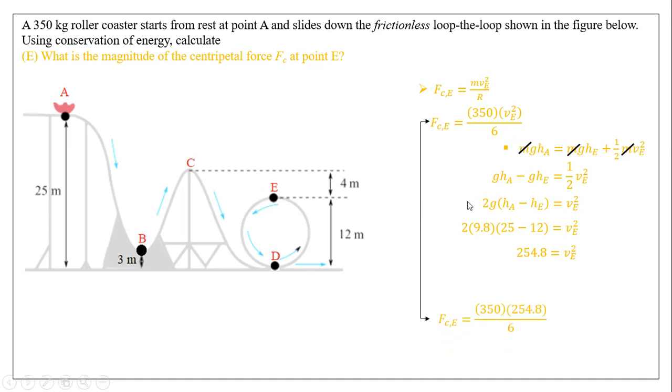So therefore, I'm just going to plug and chug. 350 gets carried down. VE squared is replaced with 254.8. And that's it. Once again, don't square it here because I'm leaving it as VE squared. And then divided by 6. If you do this on your calculator, you'll get a value of about 14,863.33 newtons.